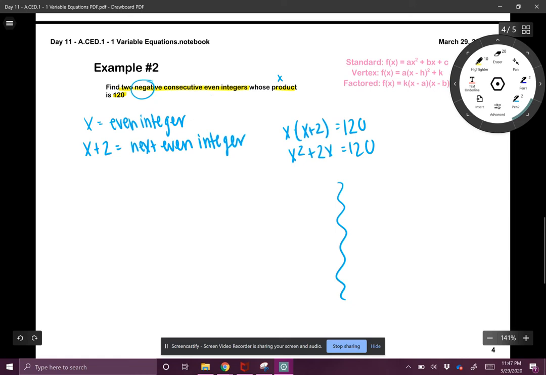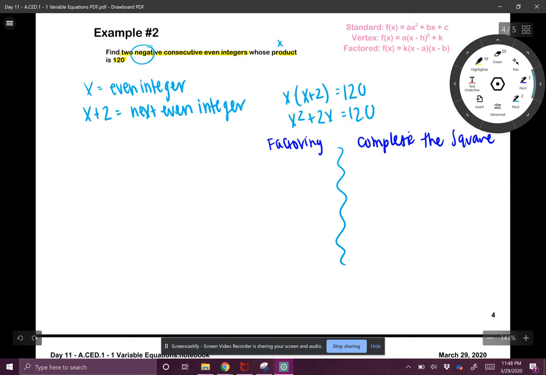I'm going to choose factoring for one way, if you want to choose factoring, or we're going to complete the square in the other way. And you can choose whichever way you would like to. I would prefer to complete the square, but you can use whichever way you like. I just want to show you both of them, and then you can pick between the two.